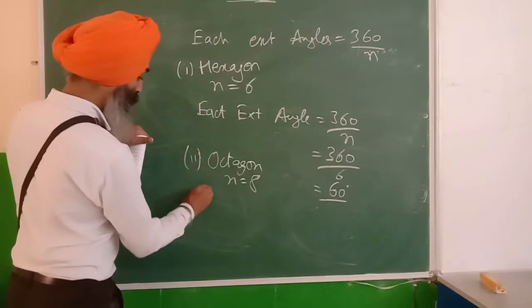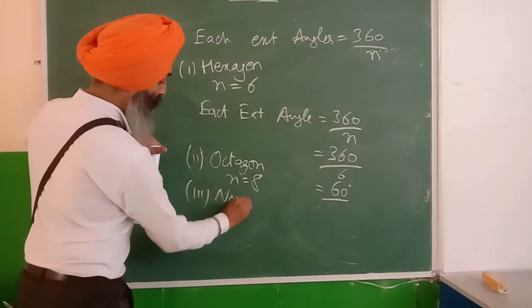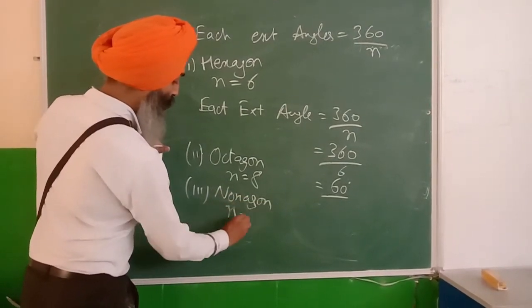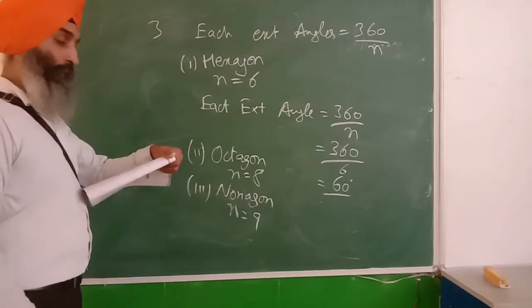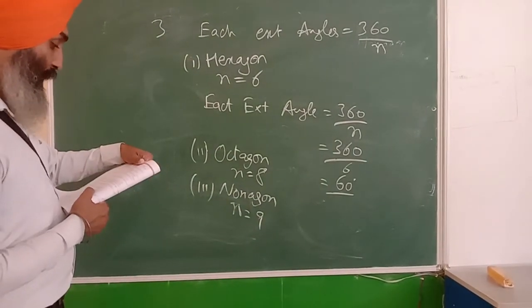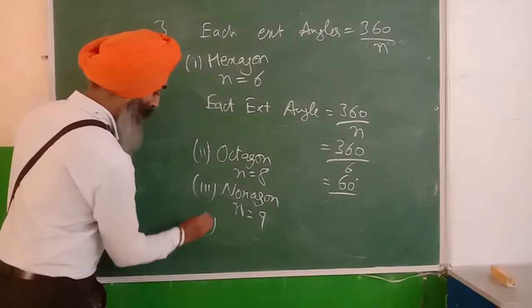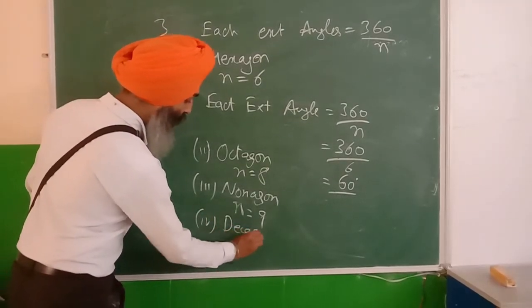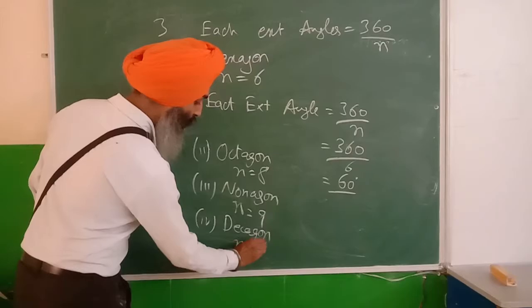Nonagon also, having n is equal to 9. Apply the same formula and find each exterior angle. And the last one is decagon. So decagon means n is equal to 10.